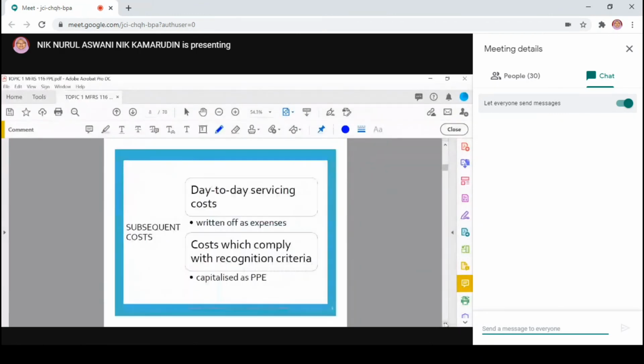Okay, next one. So these are examples of subsequent costs, day-to-day servicing costs. Let's say, for example, we purchase a building, and then we need maintenance work to make sure that our building is working as it is. For example, now in UiTM, almost every time they perform maintenance work. They took this time since there are no students around, so they took this time to clean the roof. They clean the wall. Because they have nothing else to do. So they do day-to-day servicing work.